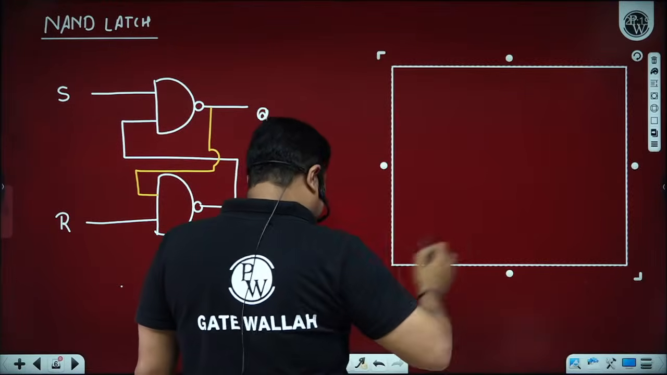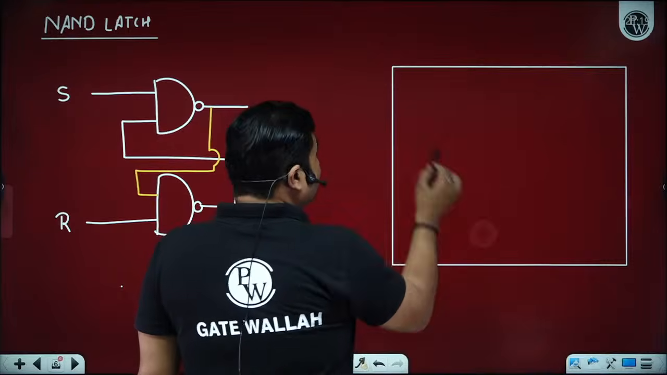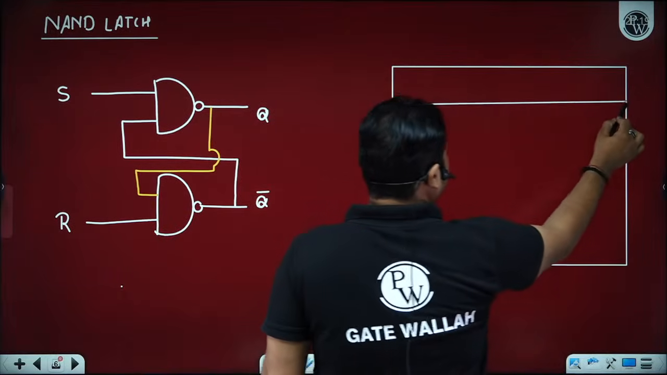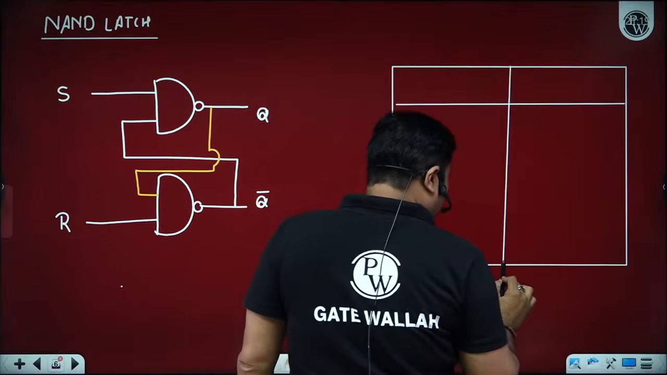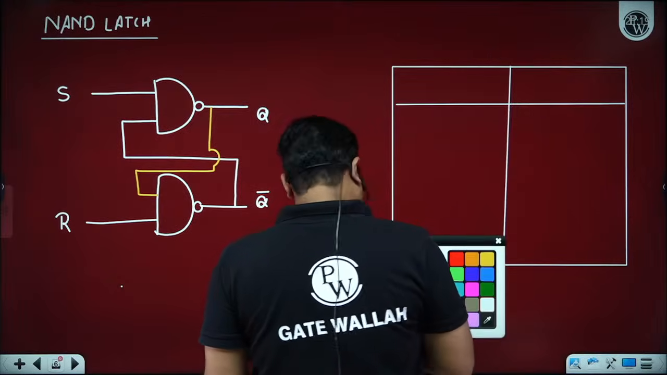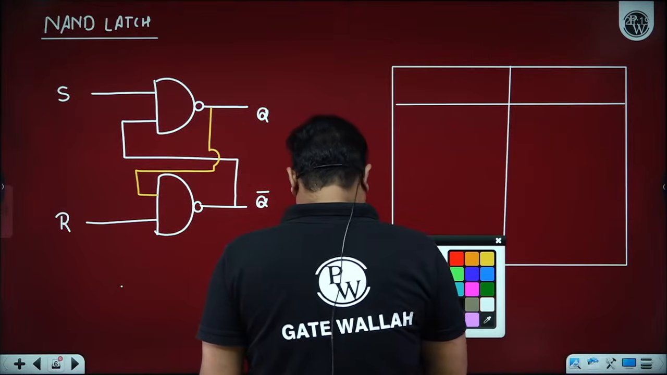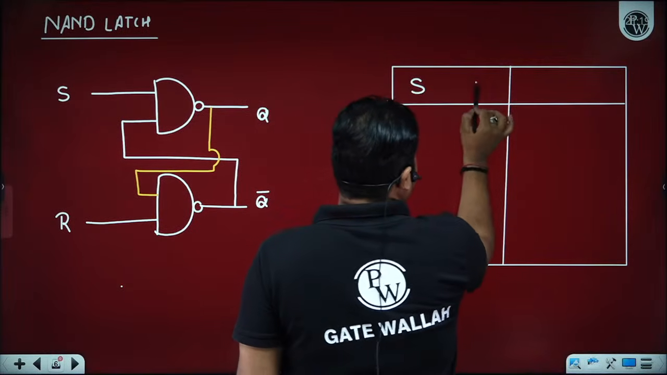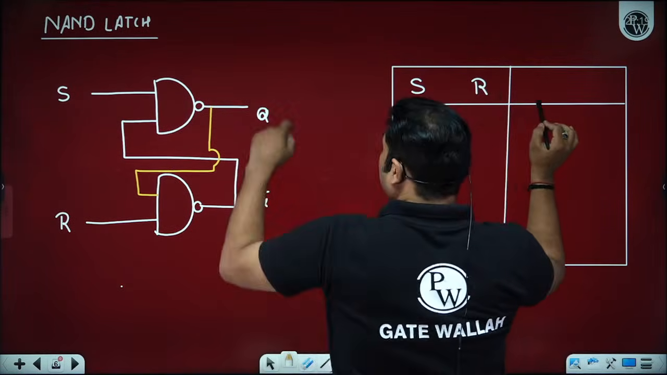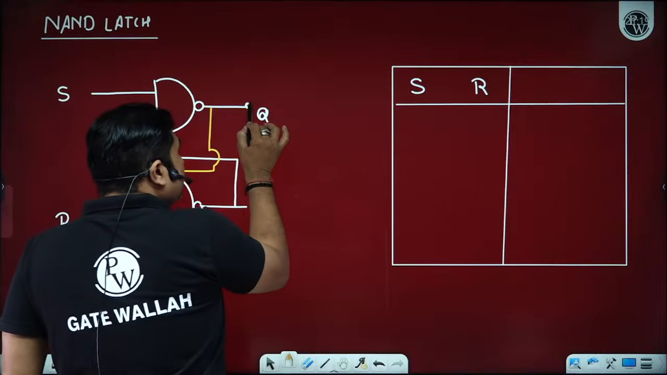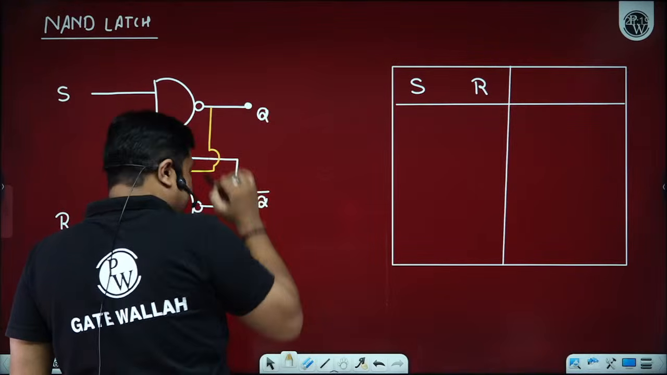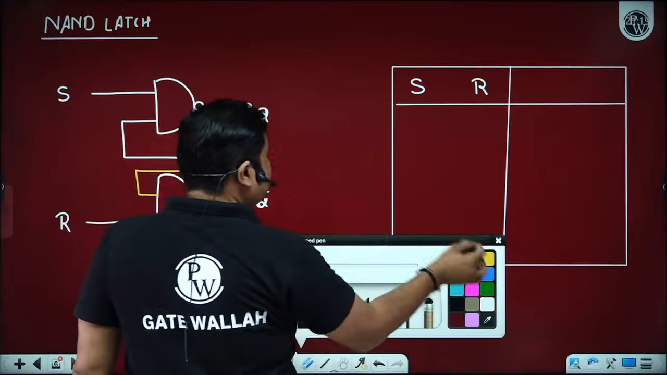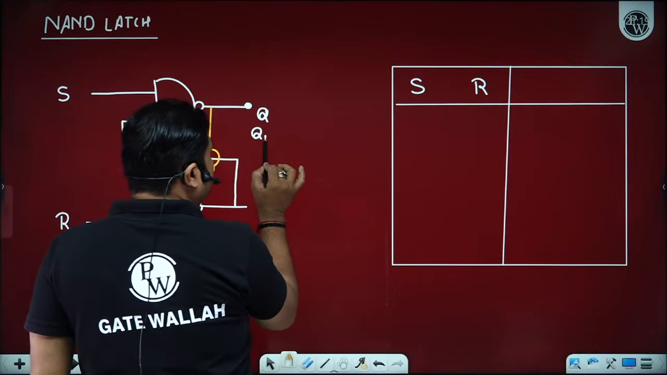To understand the functioning of this circuit, I am constructing a truth table. We all know the truth table contains all the possibilities of inputs and outputs. Please observe here, we have inputs I have named S and R, and I am interested in getting the next state available at the output. The present state is Q, and the next state is Q plus one.